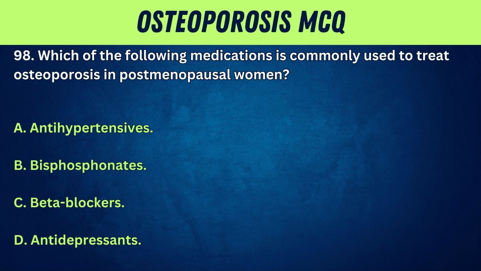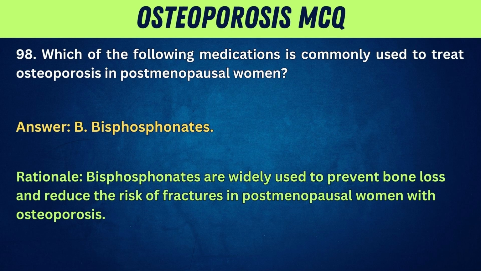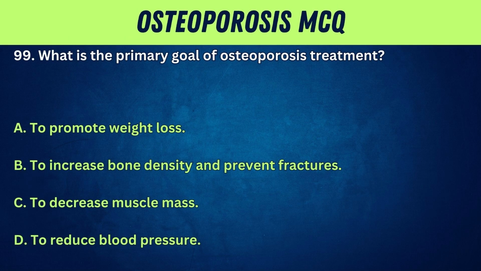A. Antihypertensives. B. Bisphosphonates. C. Beta blockers. D. Antidepressants. Answer: B. Bisphosphonates. Rationale: bisphosphonates are widely used to prevent bone loss and reduce the risk of fractures in postmenopausal women with osteoporosis. 99. What is the primary goal of osteoporosis treatment?